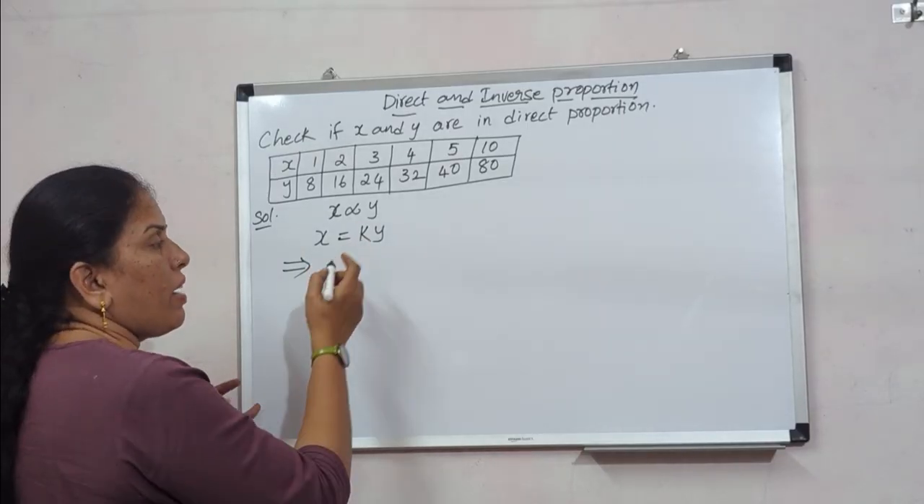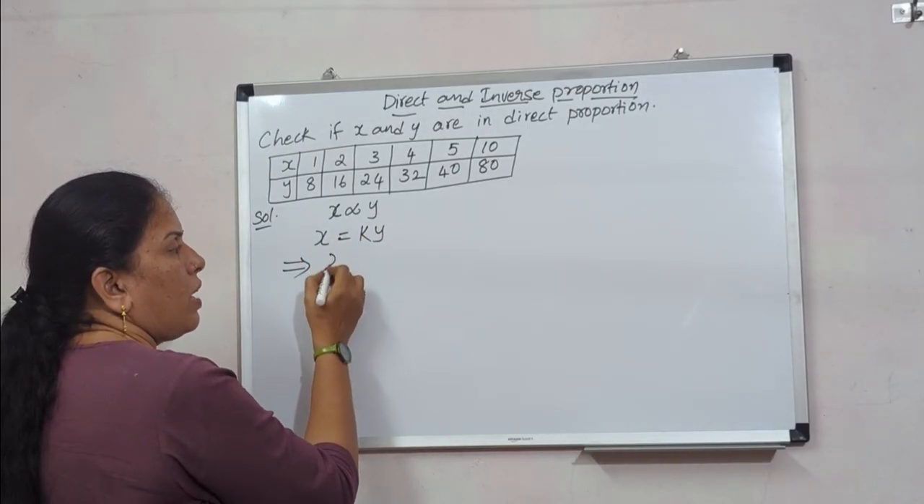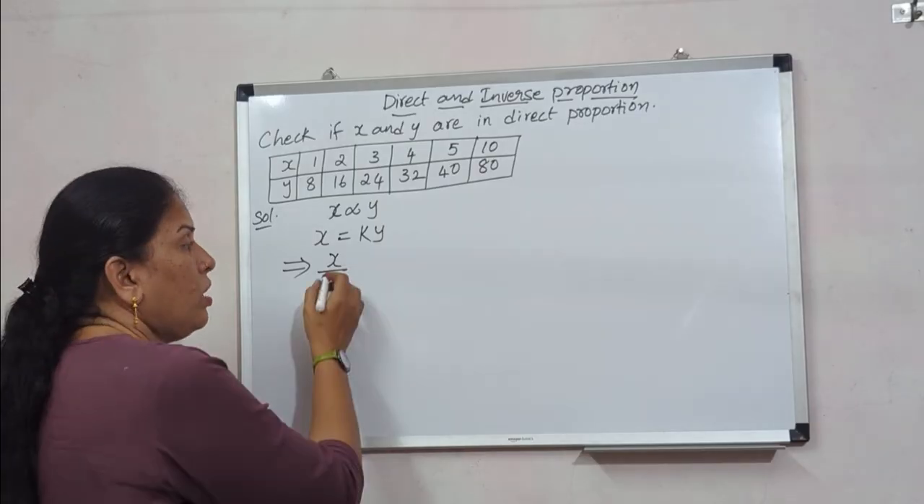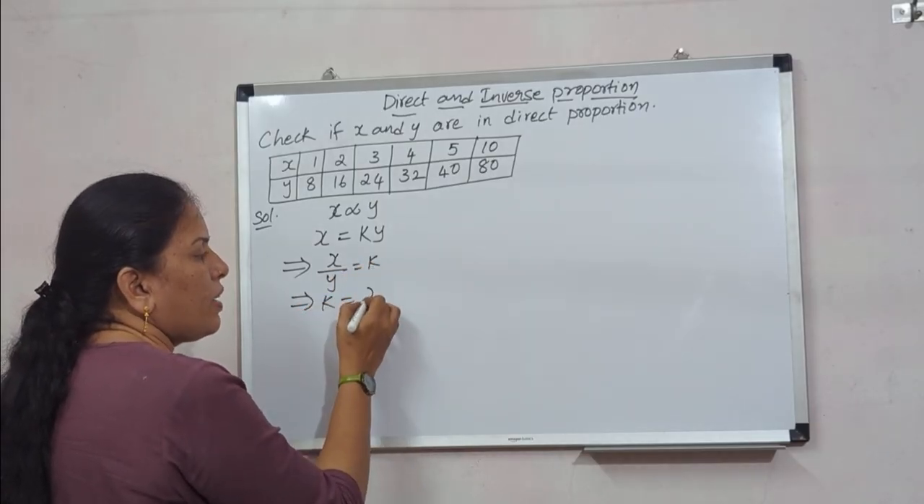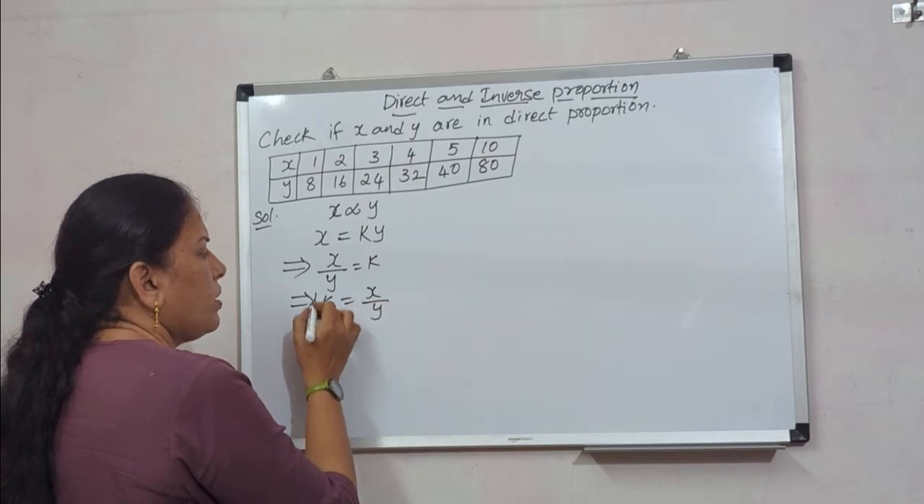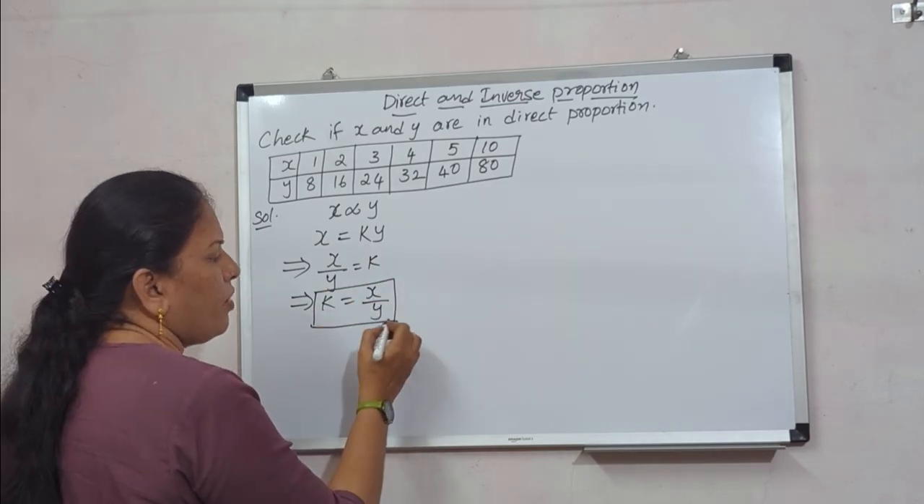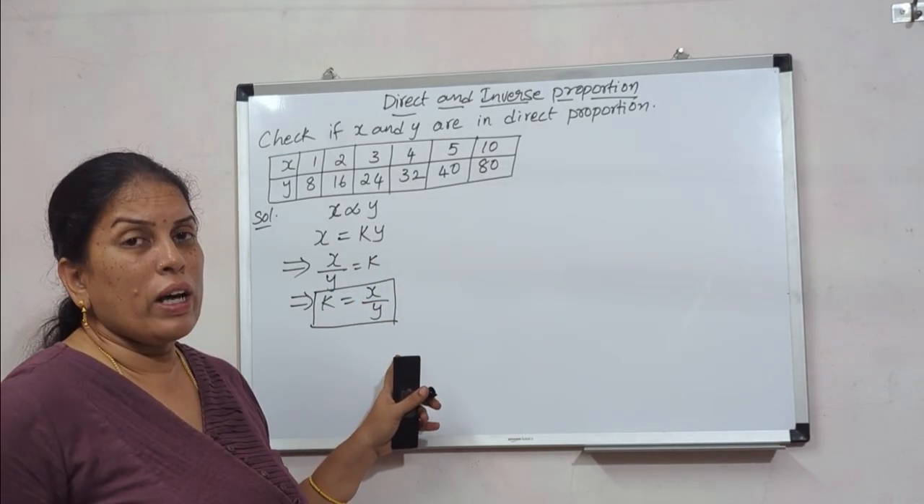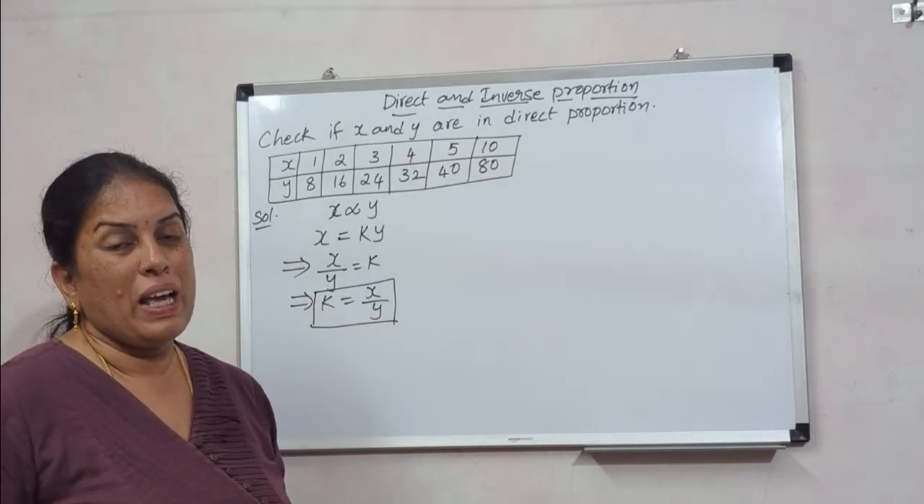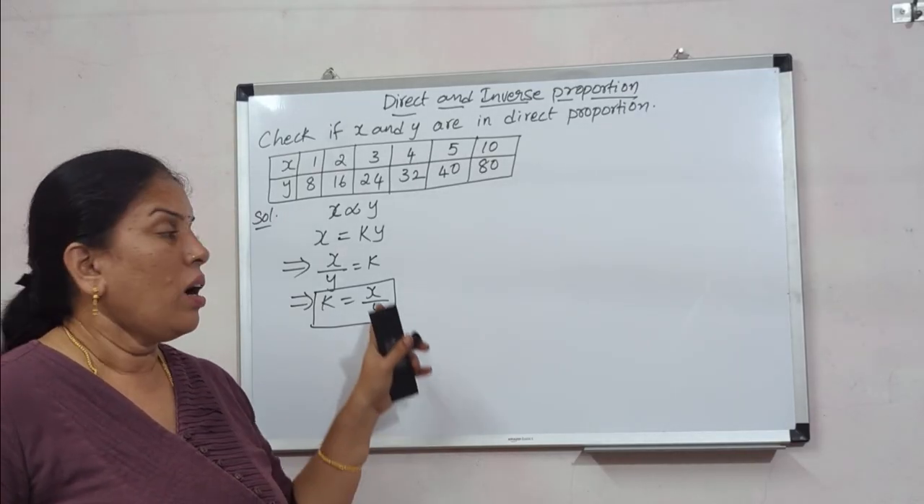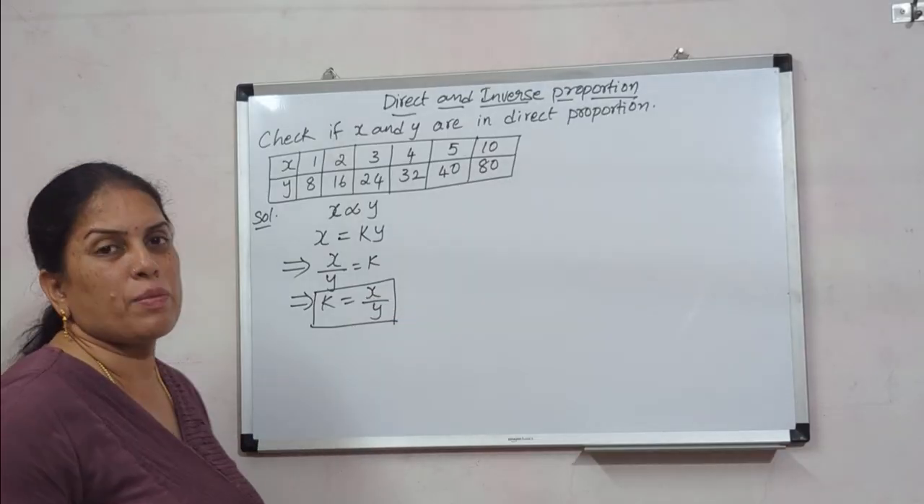Okay, I want the k value. I am sending this y down to the denominator. So, x by y is equal to k, which implies k is equal to x by y. This is the formula for finding if two quantities are in direct proportion. You can apply this formula: x by y is equal to k, or k is equal to x by y.